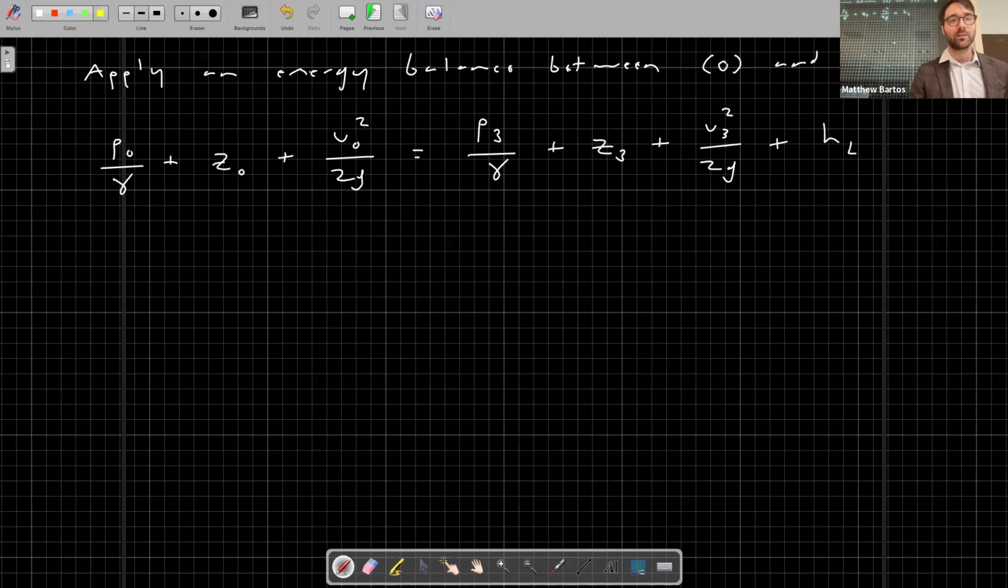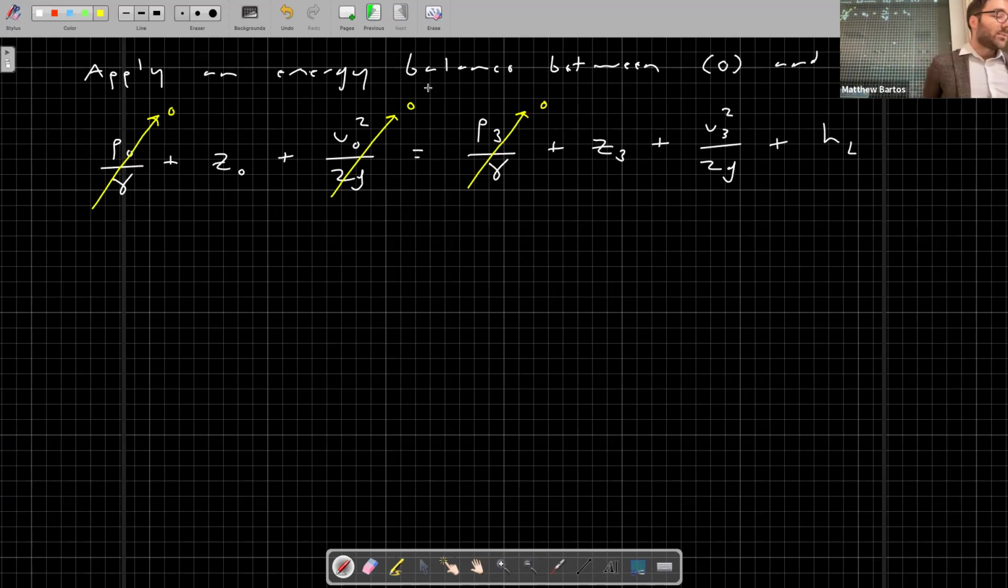So P0 and P3 are both equal to 0 because at the surface of the reservoir, the pressure is equal to gauge pressure at 0. P3 is also equal to 0 because it's open to the atmosphere. Any other terms we can get rid of? Yes, U0, the velocity. So the velocity at the surface of the reservoir, we can also assume is negligible.